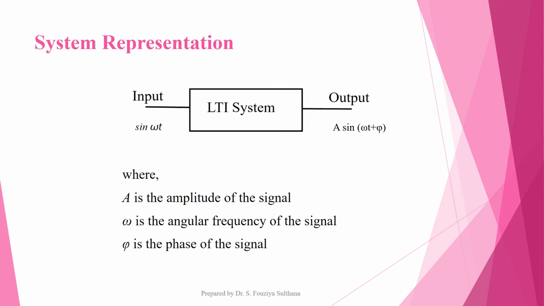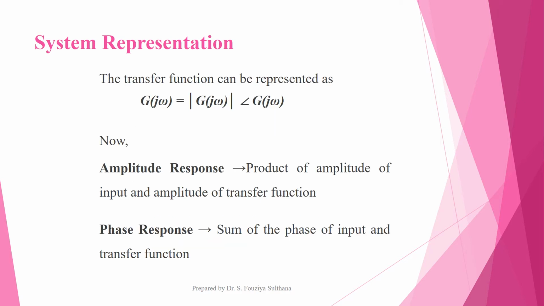To understand this, consider an LTI system. If a sine wave is injected into a system at a given frequency, a linear system will respond at the same frequency with certain magnitude and certain phase angle relative to the input. The frequency domain transfer function is the complex function of omega, which consists of magnitude function and the phase function. The amplitude response of the system can be obtained by taking the product of amplitude of input and the amplitude of transfer function. And the phase response of the system can be obtained by taking the sum of phase of input and the transfer function.